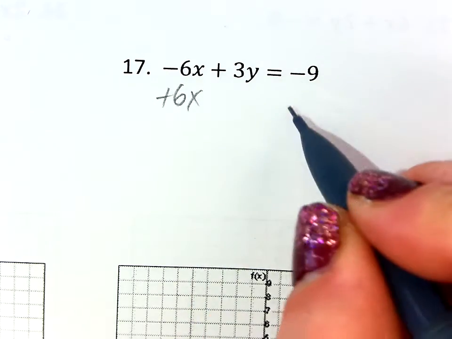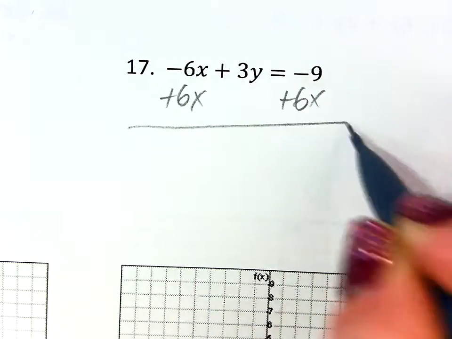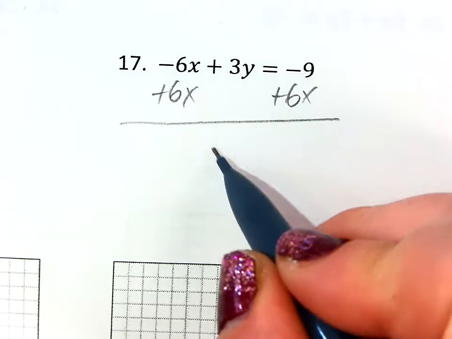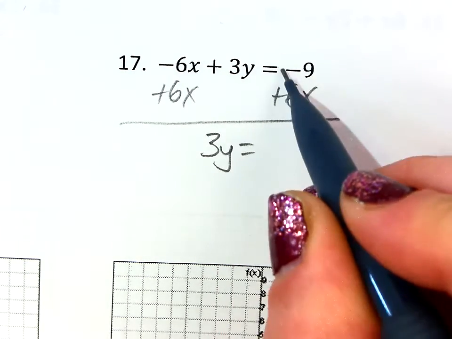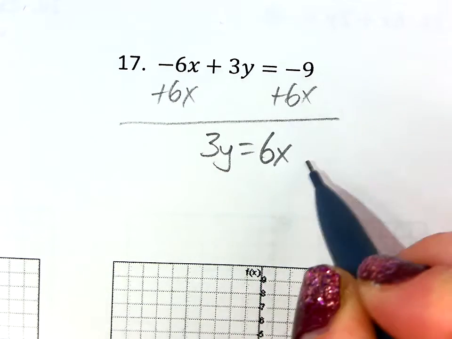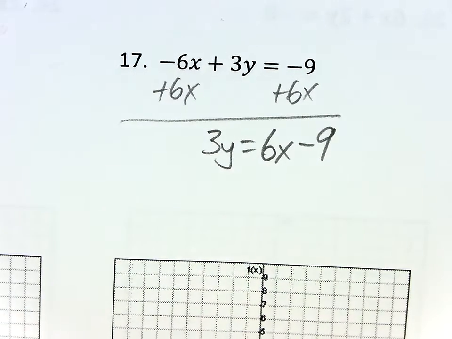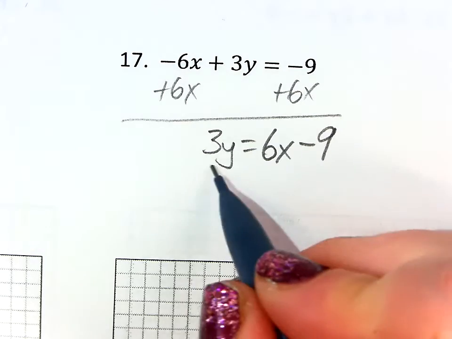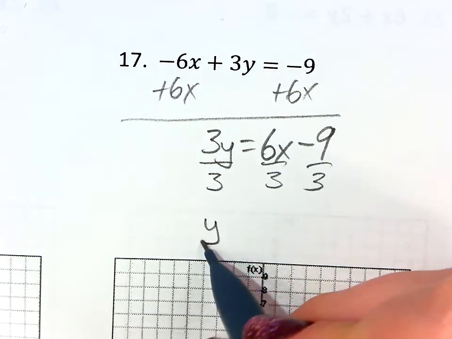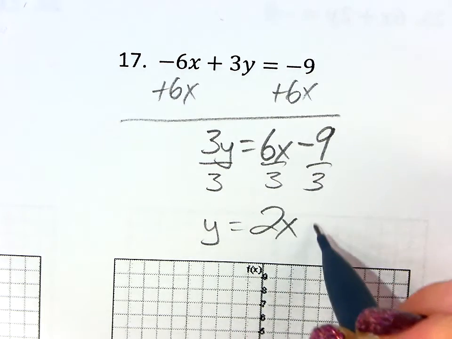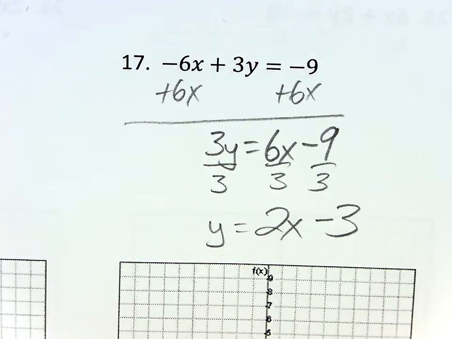Did everybody start off by adding 6x? Yeah. So now you have 3y. You're going to take 6x and you're going to stick it, and then you have a minus 9. But then you have to divide by 3. Everybody divided by 3. So 2x minus 3 is correct.